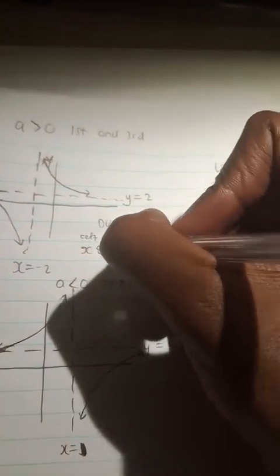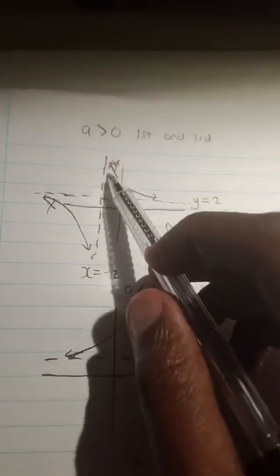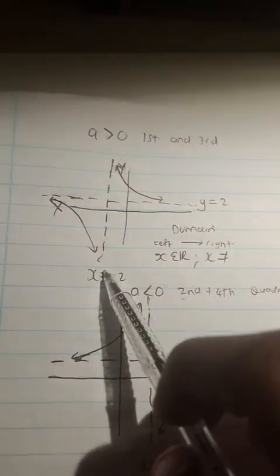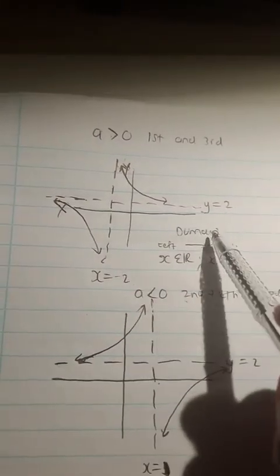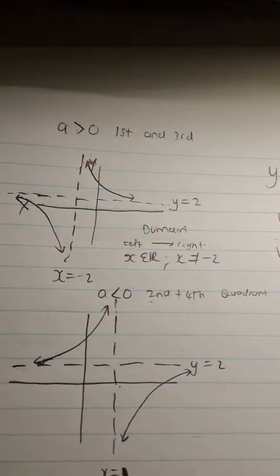But then we write an exception and we say x cannot be what? X cannot be what, guys? Look at this vertical asymptote. X can never be what? What is the one x value where this function can never exist? It is when x is equal to negative 2. So we say x can never be negative 2.